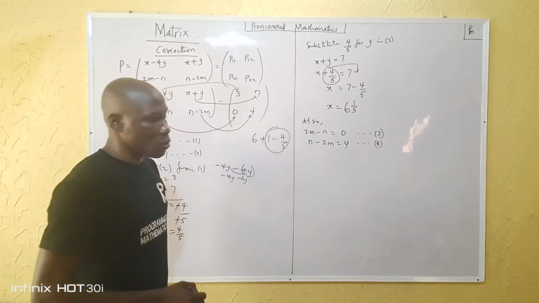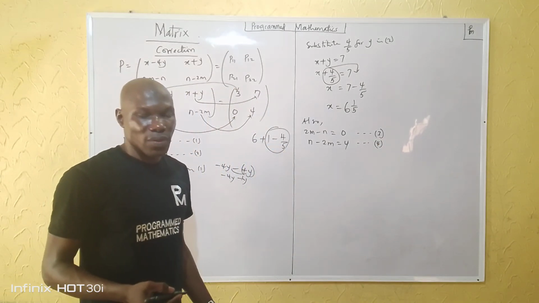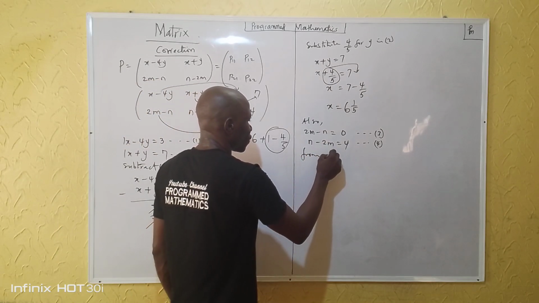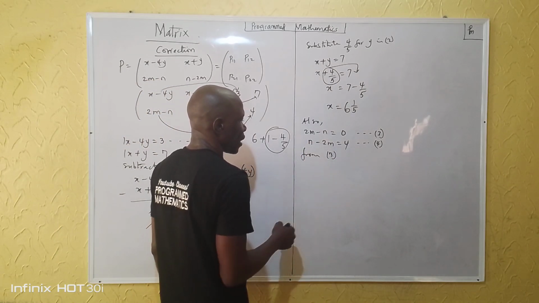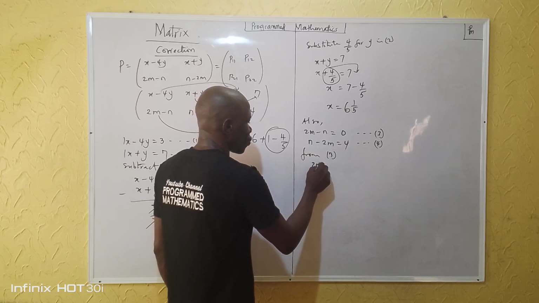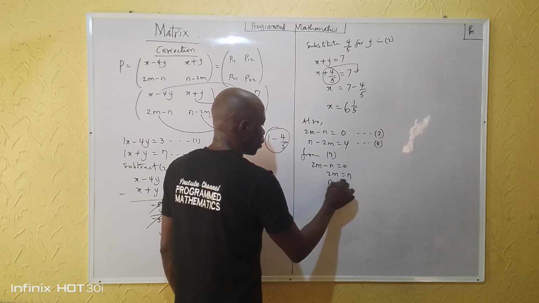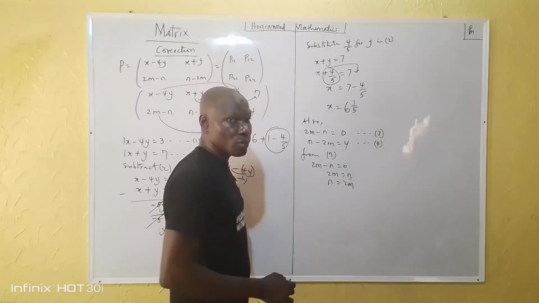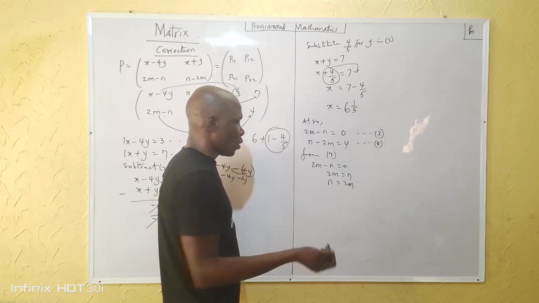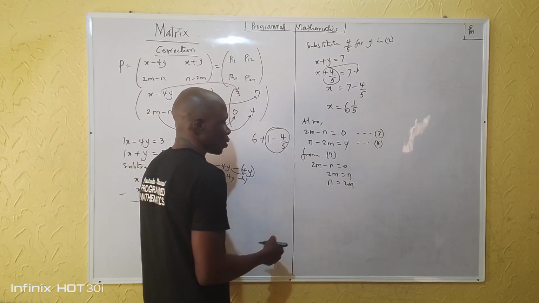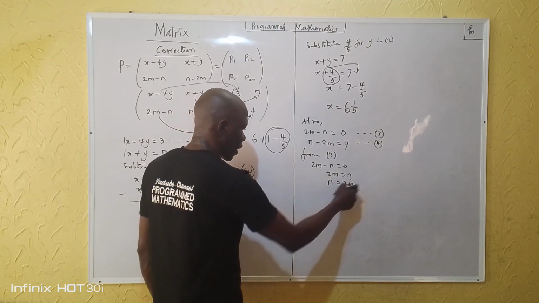We can decide to use the simple substitution method. So I'm going to make use of the substitution method here. From equation 3, I'm making n the subject of the formula. 2m minus n is equal to 0. That means 2m is equal to n. So n equals 2m. And if you are using the substitution method, remember, you simply have to make one of the letters the subject of the formula. And that's what I've done here.